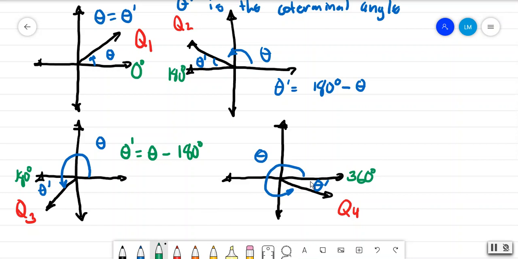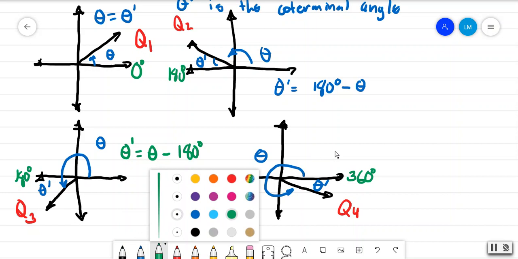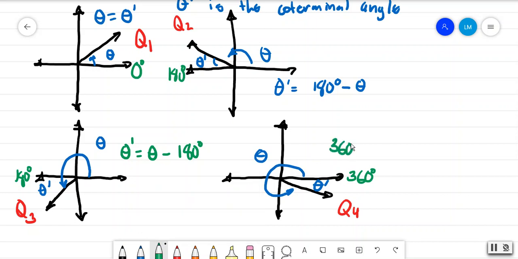So the question becomes, how do you find theta? How do you find theta prime? So in this case, you're just going to take 360, and you're going to subtract theta. Now that equals theta prime. So that means if you had 320 degrees, you would subtract that from 360 and you get 40 degrees as the reference angle.